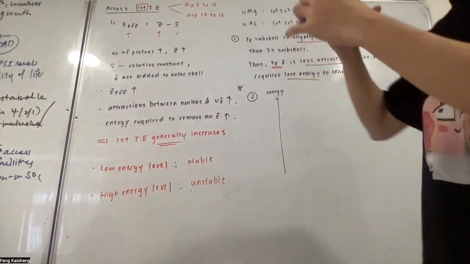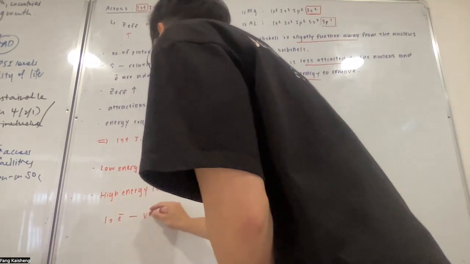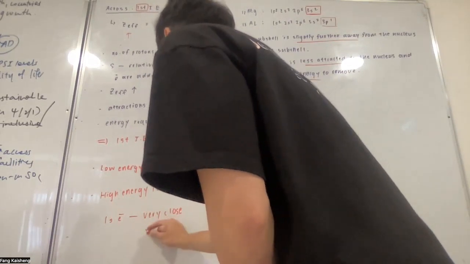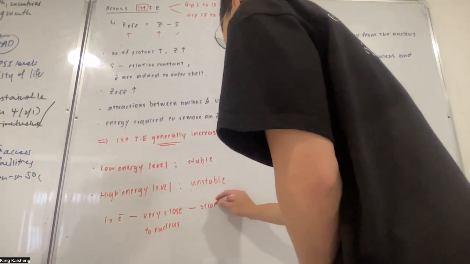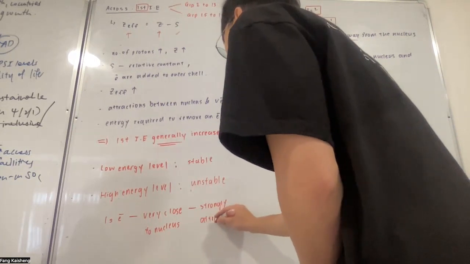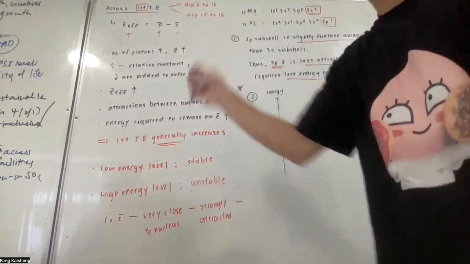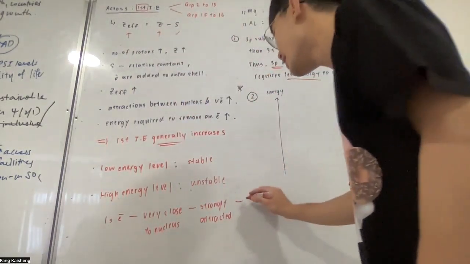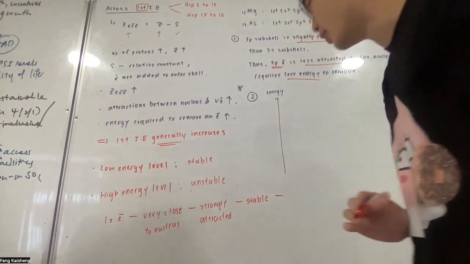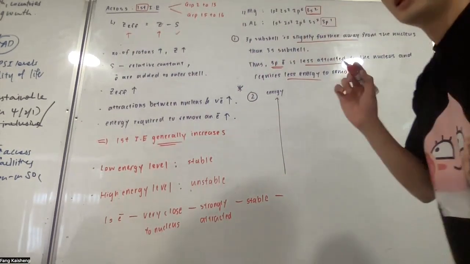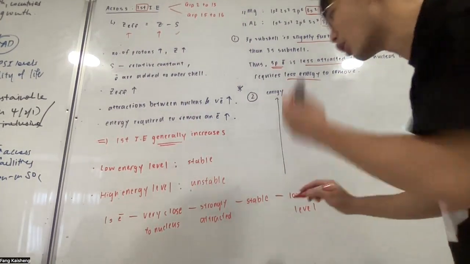So I want you to look at the thought process. A 1s electron is very close to the nucleus, and because of that, it's very strongly attracted to the nucleus, right? Now, if you're very strongly attracted, that means you're not going to flail around and jump around. The electrons are basically going to stay there. It's a very stable electron. An electron that's very stable has high or low energy level? Low energy level. So guys, I'm trying to make you see the connection.